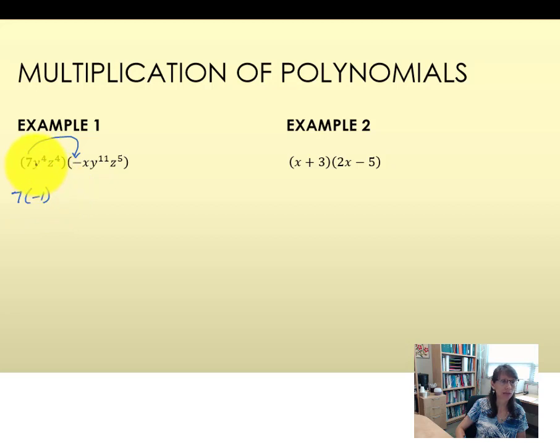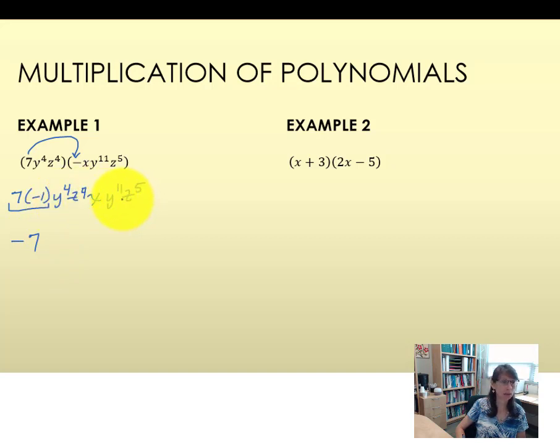And then we have our string of variable terms. So I'm just going to rewrite those. Y to the fourth, z to the fourth, x, y to the 11, z to the fifth. So taking care of the numerical coefficient, I would have -7. I have y, z, x, y, z.